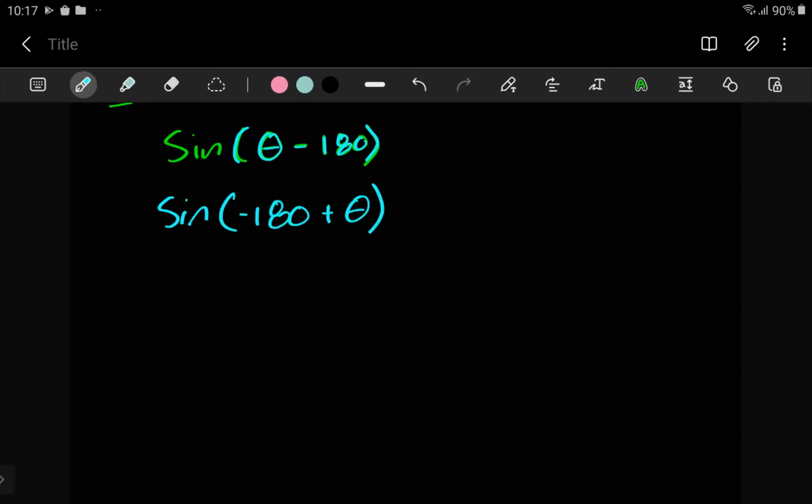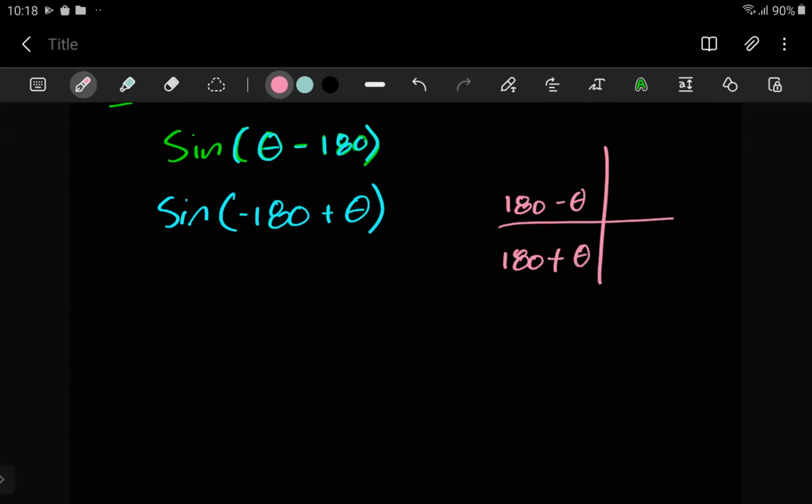I see. Yeah. So because we want to break this up using our CAST diagram, remember that in our CAST diagram we are used to seeing things like positive 180 minus theta, and then positive 180 plus theta, correct?